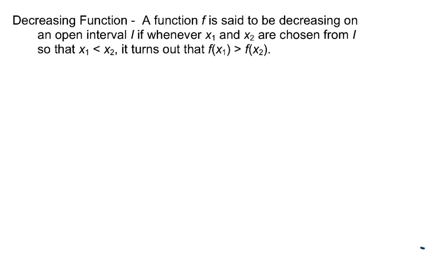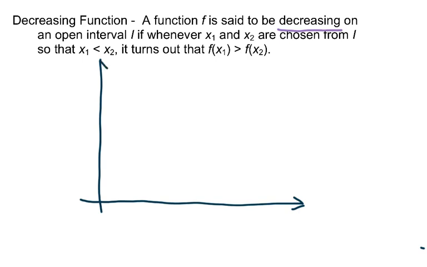That actually will lead us directly into what we mean by a decreasing function. A function is said to be decreasing on an open interval if whenever x1 and x2 are chosen from the interval with x1 on the left of x2, it turns out that f of x1 is greater than f of x2. So what does that look like? Well, let's draw another graph. And let's pick my interval again. This is my interval I. And the graph is doing something like that.